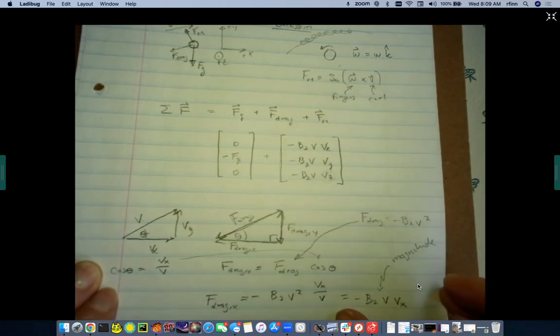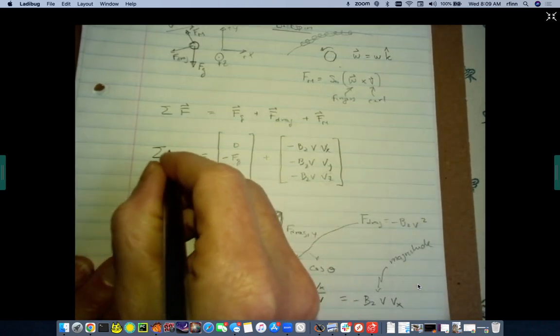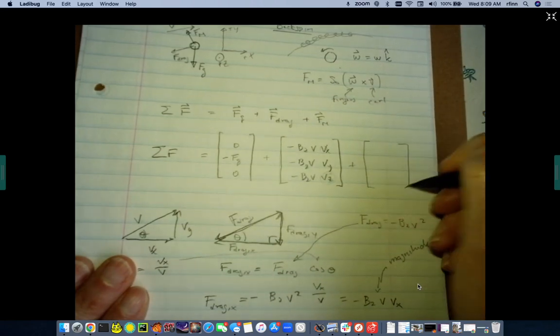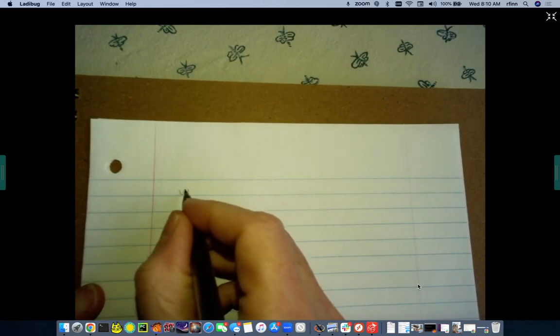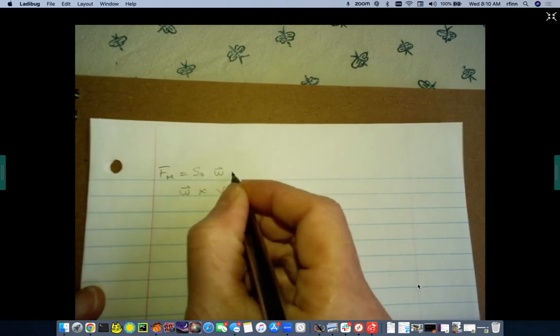Okay, and then I want to do the Magnus force here. What are these components that are going to go in here? We have to work out that cross product. So let's just look at omega cross v, because we know that the Magnus force is S0 omega cross v.